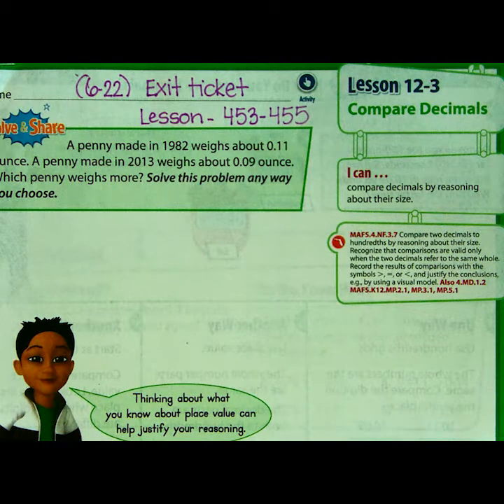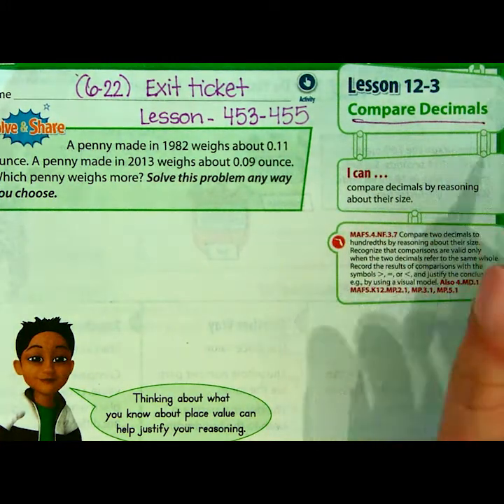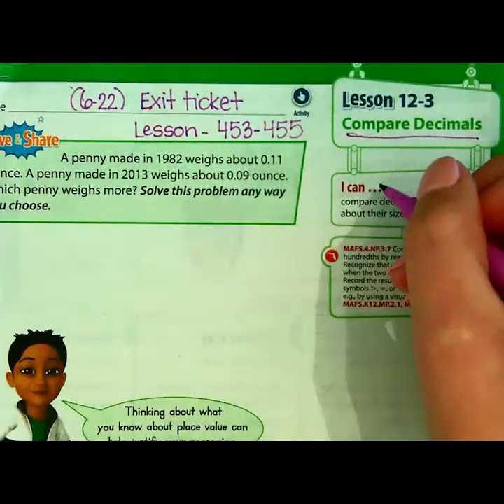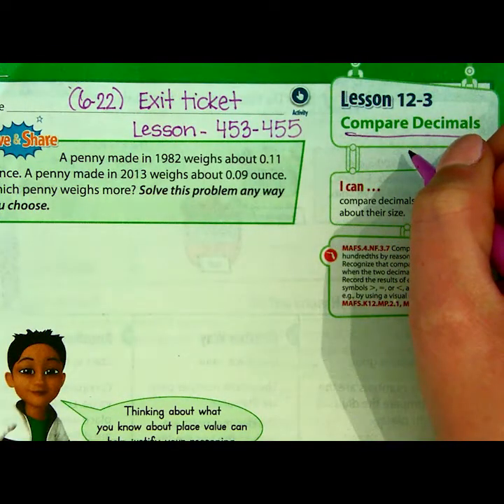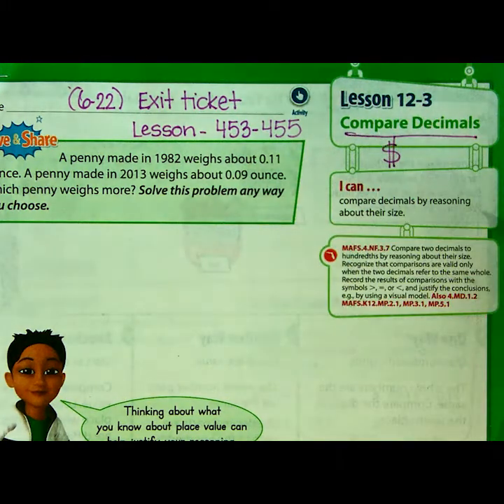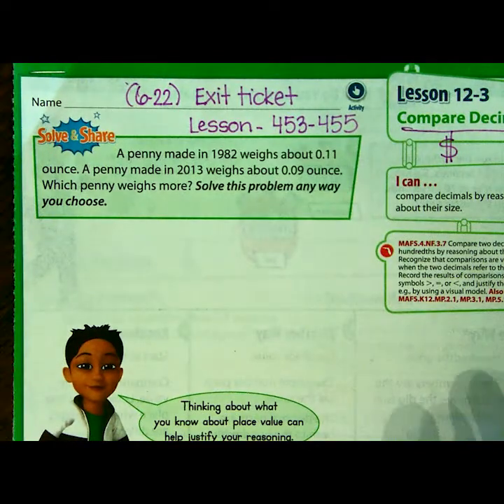Today, we are going to take our understanding and knowledge of decimals one step further to compare decimals. So again, I would recommend as you read each of these problems today, and you're going to hear Mrs. Body modeling this, that you relate this to money. I think it'll make it a lot easier for you as you compare decimals. Let's look at the first problem.